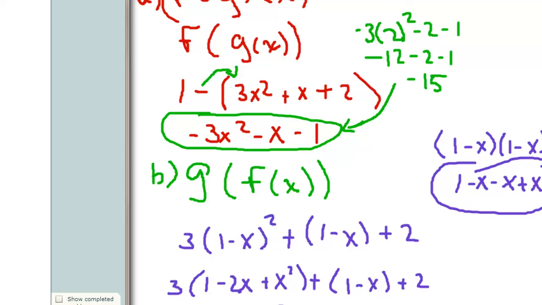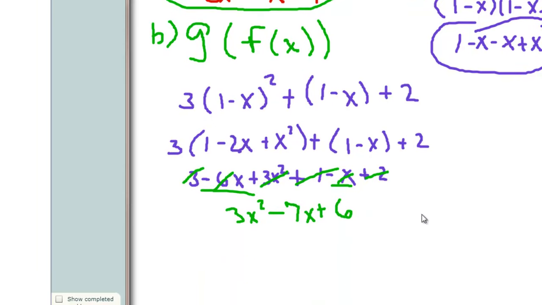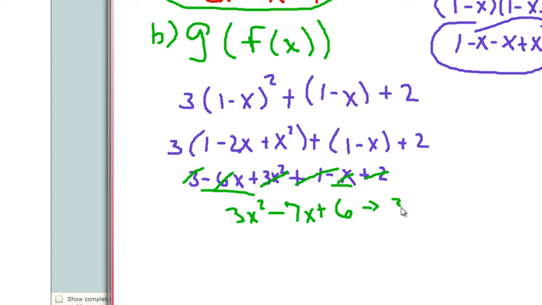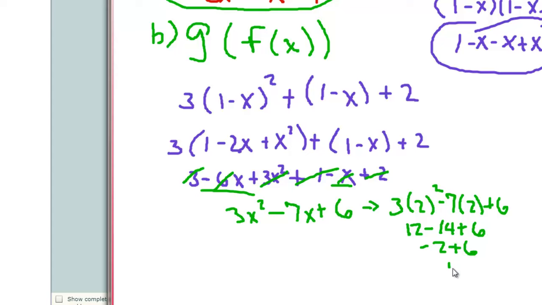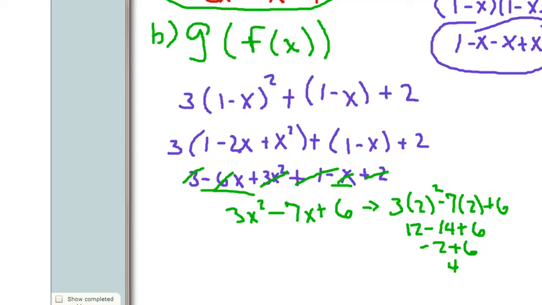And now the next thing is we're going to plug in 2 to the thing we did for part B. So let's take a look at part B here. So again, we're going to plug 2 into this, and it's going to be 3 times 2 squared minus 7 times 2 plus 6. And so we have 2 times 2 is 4, times 3 is 12 over here, and that's minus 14 and plus 6, and negative 2 combines to be 4. All right, we're rolling now.